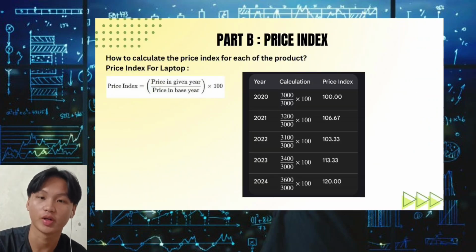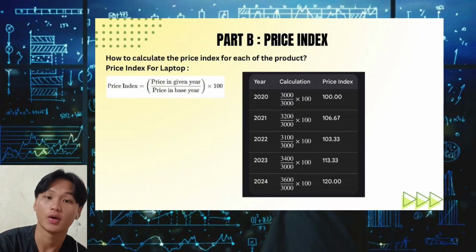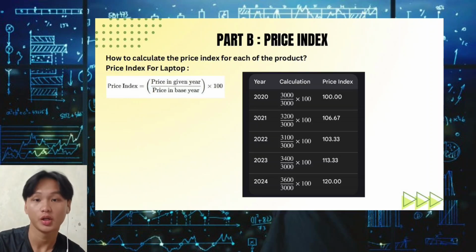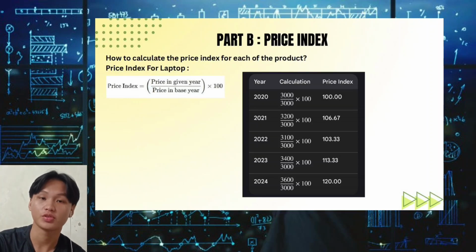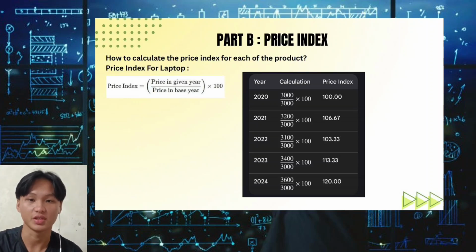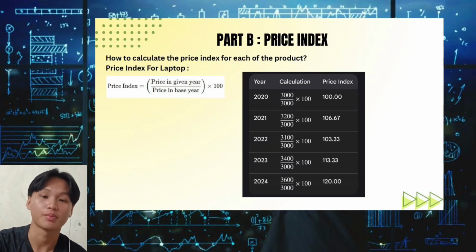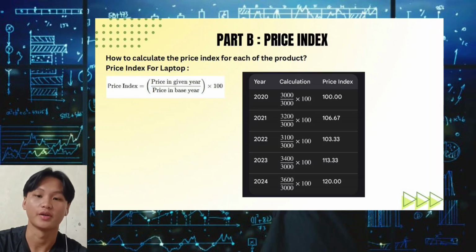Okay, hi everyone, my name is Isaac, and now I'll be presenting part 2, the price index. To calculate the price index, we use this formula: price index equals price in the given year divided by price in the base year, multiplied by 100. Our base year is 2020. For example, the laptop cost 3,000 in 2020. So 3,000 divided by 3,000 and multiplied by 100, and we get 100.